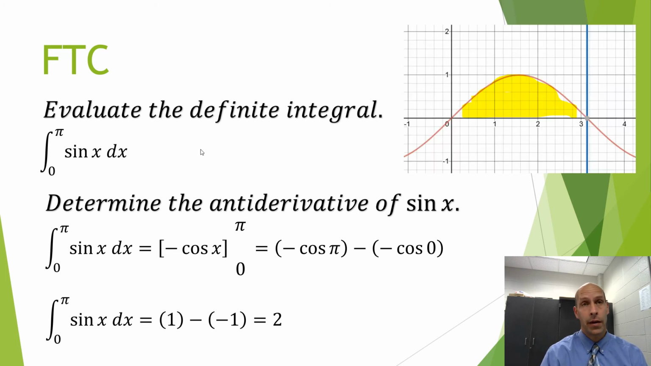I said area there because that's what we actually did, we actually calculated the area under that red curve right there, which is the sine curve. And if you were to calculate that yellow highlighted area there, the exact area turns out to be exactly 2 if you go from 0 to pi.